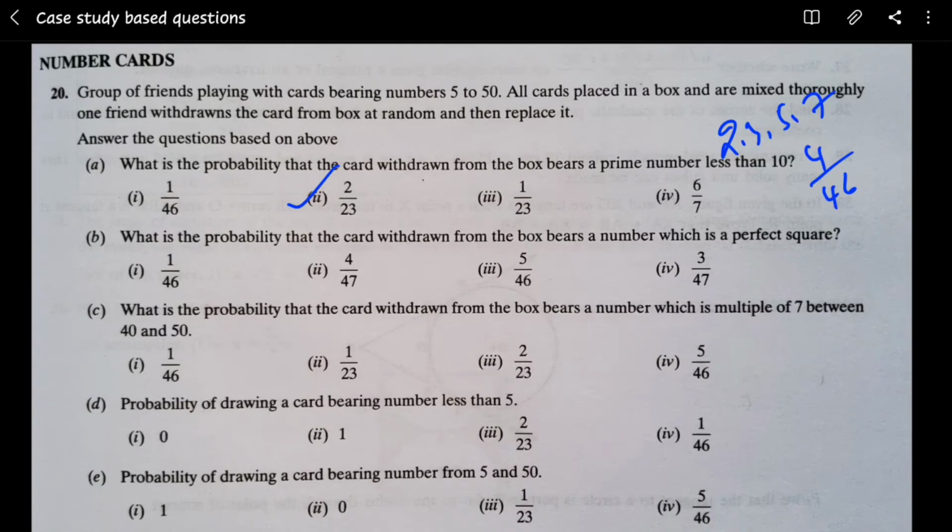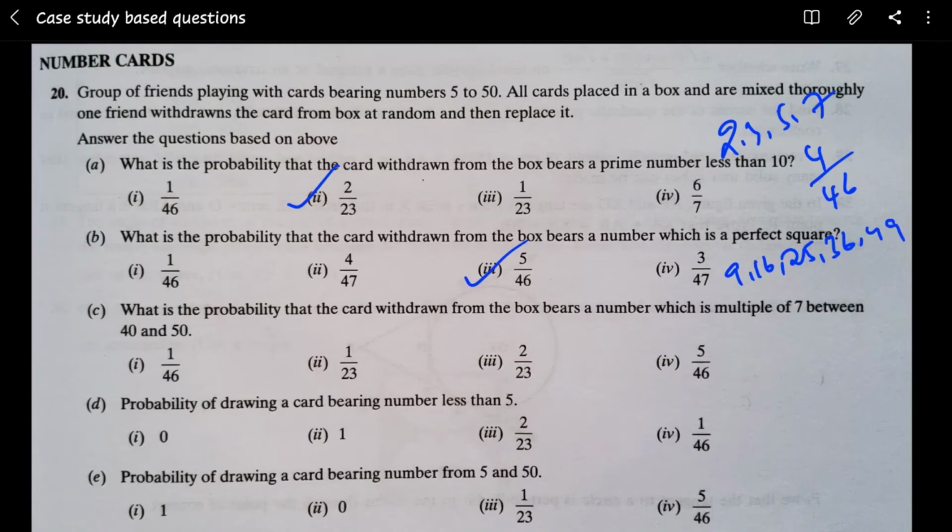Let us go for the second question. What is the probability that the card withdrawn from the box bears a number which is a perfect square? Let us list out all the perfect squares: 9, 16, 25, 36, 49 up to 50. So there are 5 perfect squares. So we can have 5 divided by 46 as the required probability.